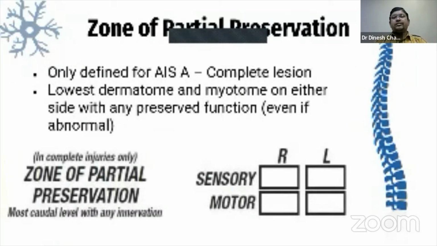So, zone of partial preservation. What is zone of partial preservation? It is only defined for the ASIA impairment scale A, complete lesion. It is the lowest dermatome and myotome on either side with any preserved function, even if it is abnormal. If you see that, then you can call it a zone of partial preservation. But keep in mind that it applies in complete injury only. So the most caudal level with any innervation, maybe sensory or motor, on the right or left side, you can call the zone of partial preservation.